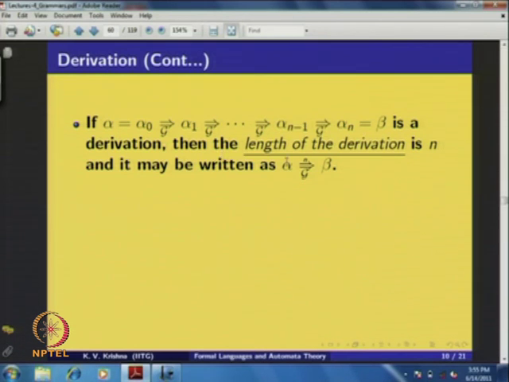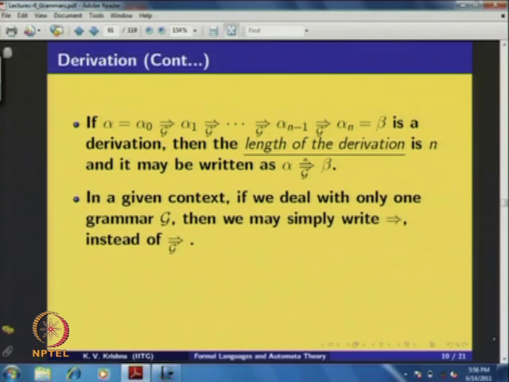Now, consider a derivation where alpha gives alpha 1 in one step, alpha 2 in the second step, and so on up to alpha n, that is beta. Then the number of steps will be counted and that is the length of the derivation. In this case, there are n steps and thus we say the length of the derivation is n, in which case one may denote it by putting n as a superscript of the relation. Now, let us have this convention: every time we use this subscript G, but in a given context if you are handling only one grammar G, then you may simply use the implies symbol instead of implies with a subscript G.